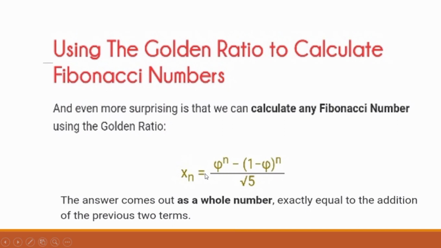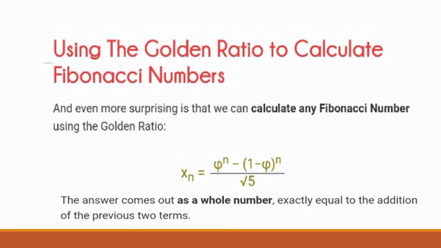Ano, class? So, x sub n is equals to golden ratio raised to n minus 1 minus golden ratio raised to n, divided by square root of 5. So, the answer comes out as a whole number, exactly the addition of the previous two terms. So, kung ito yung magiging formula na ninyo, class, ang magiging sagot ninyo is whole number. So, kung hindi whole number yung sagot ninyo, ibig sabihin mali yung pag-compute ninyo ng mga numbers.